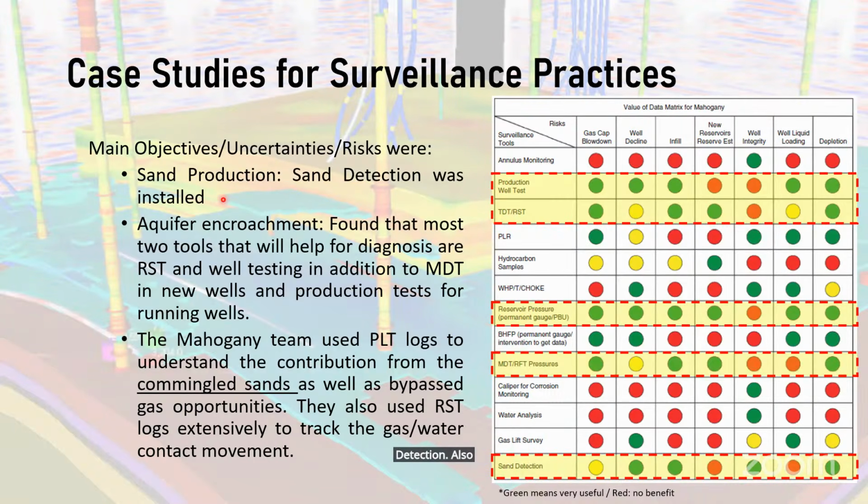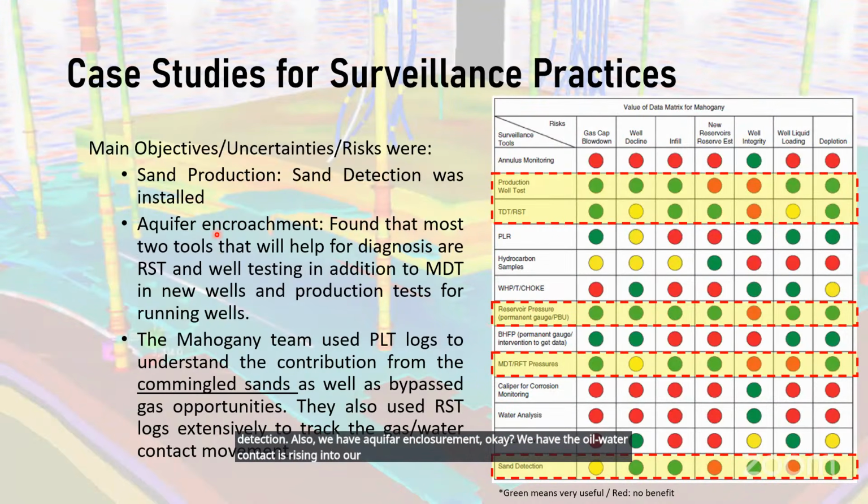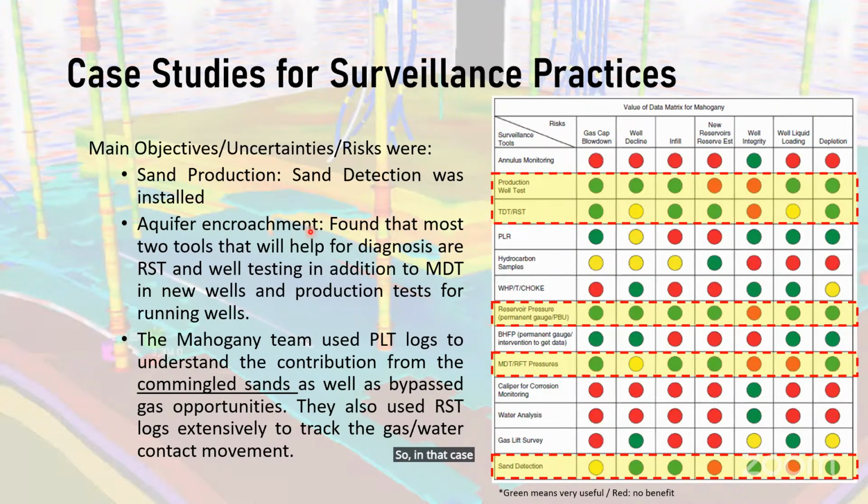Also, we have aquifer encroachment. Okay, the oil water contact is rising in our reservoir. So in that case, what are the tools that will be beneficial? The annulus pressure monitoring, for sure, no. Production test, yes, it will help us. The RST, yes, it will monitor the saturation. Hydrocarbon sample, no. The wellhead pressure, no. Well test, yes, it can detect the constant pressure boundary that will be an indication of the oil water contact rising.